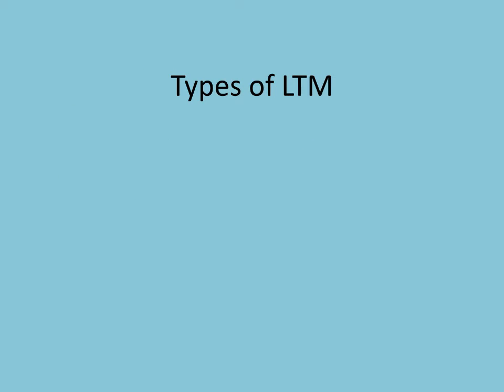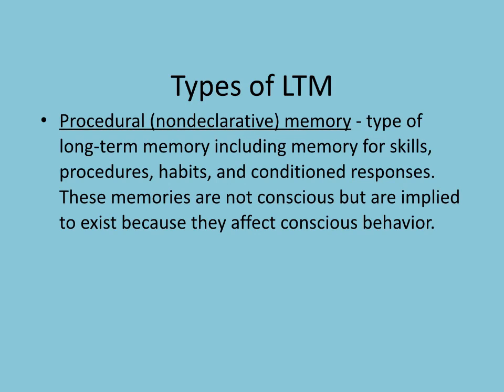Now, when we talk about types of long-term memory, these are the hardest part, by the way. So please make sure you're definitely listening up. The first type of long-term memory is procedural, or non-declarative. Non-declarative means not consciously aware. Procedural memories are types of long-term memory, including memory for skills, procedures, habits, and conditioned responses.